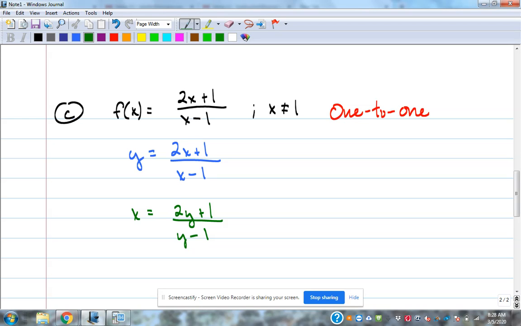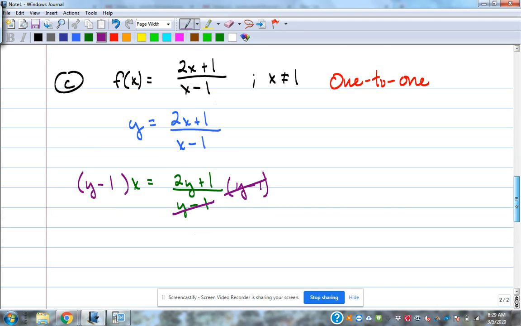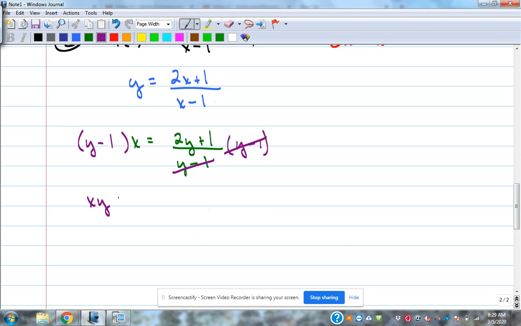So what would be your first step in trying to get y by itself here? I think get that y out of the denominator would be a good start. Because it being in the denominator is a big problem. That's what makes it tough to do. It makes it look weird too. So we're going to kind of make it a little less weird. So xy minus x equals 2y plus 1.